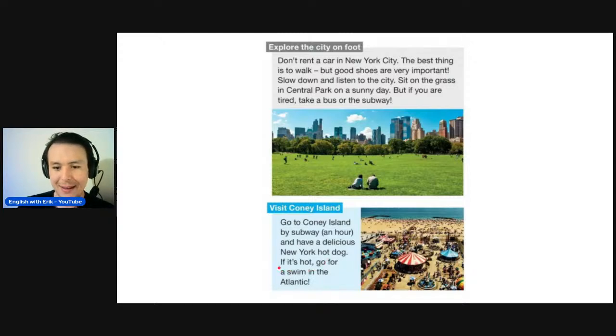Let's continue. If it's hot, go for a swim in the Atlantic. Go ahead. Yes. Remember, this if is a conditional. It's a condition. Like when you say, if you practice English in the right way, you will speak in short time. It's a condition.